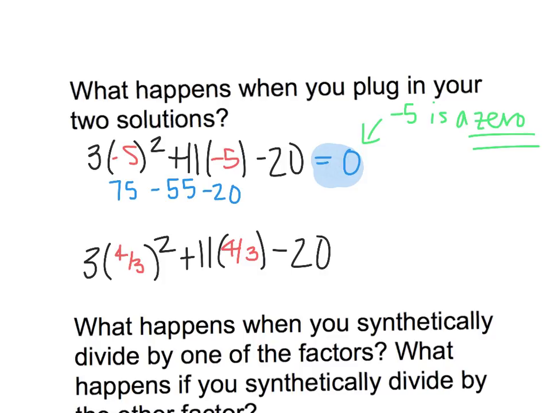So I'm going to do that with the other one. So 3 times 4/3 squared, that's going to work out to be 16 over 3.